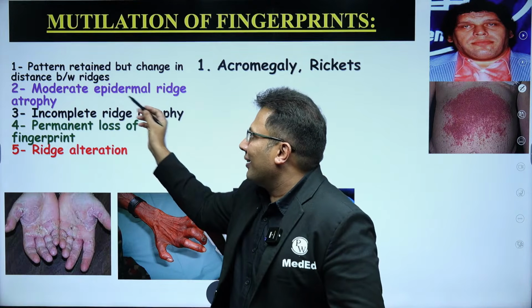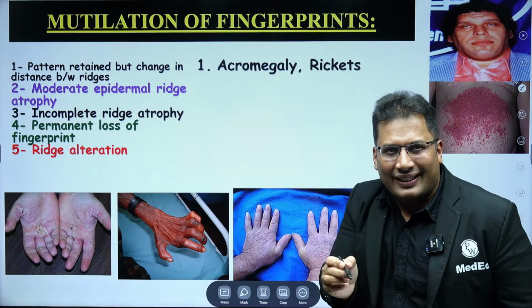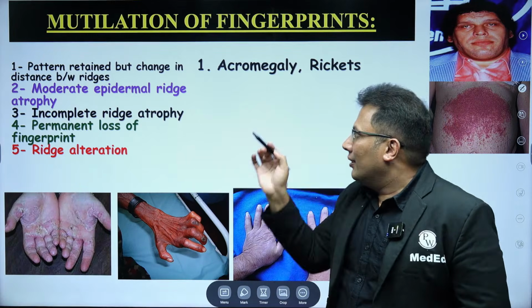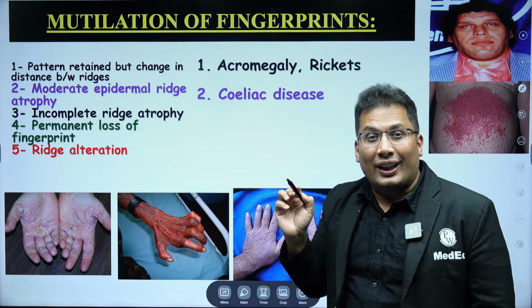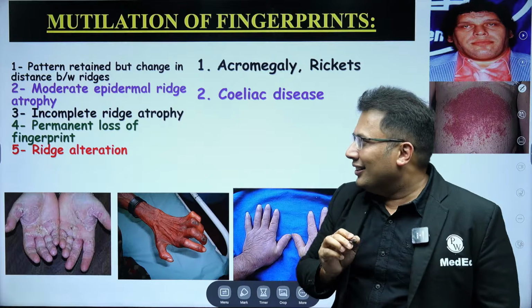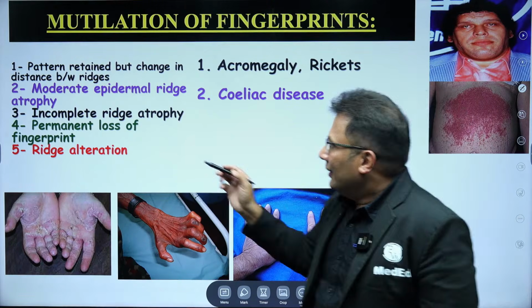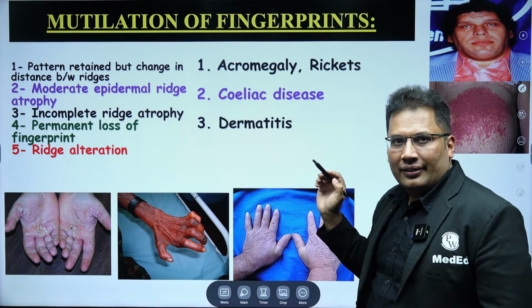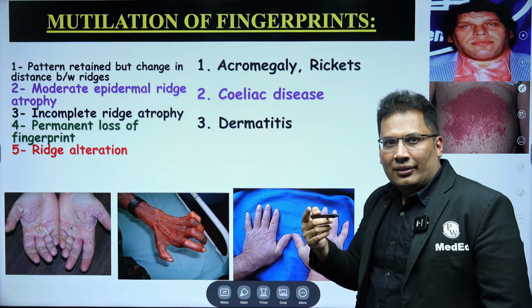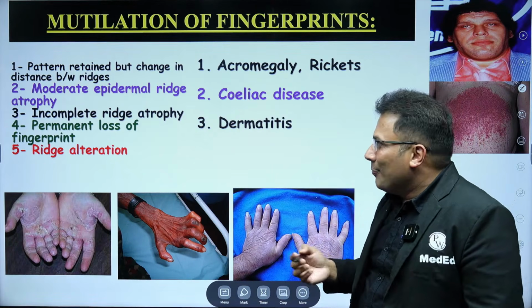Moderate epidermal ridge atrophy. I said before, epidermal ridges form the fingerprint. That occurs in celiac disease, gluten hypersensitivity. You will see dermatitis herpetiformis in that. Incomplete ridge atrophy occurs in dermatitis, inflammation of skin. For example, a hand burned by chili seeds.